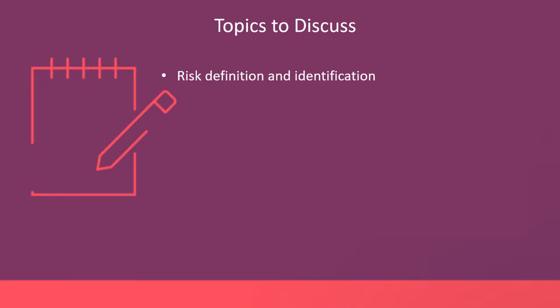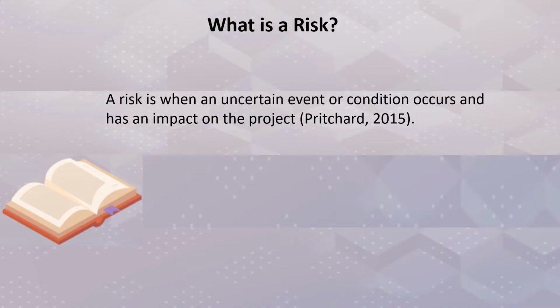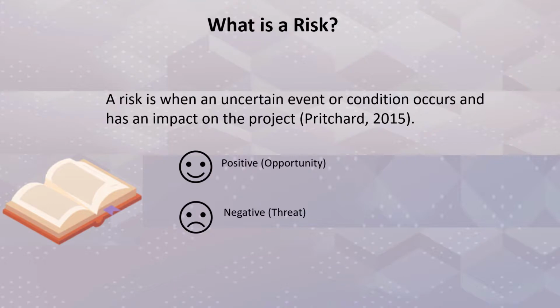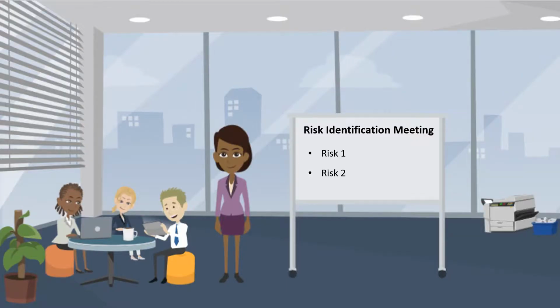Let's discuss risk definition and identification. So it's important to understand what is a risk. A risk is when an uncertain event or condition occurs and has an impact on the project. This impact can be positive, which is an opportunity, or negative, which is a threat. In determining risk, at the start of the project, a meeting is held with the project team and stakeholders and led by a facilitator, all as a part of identifying project risks. This is the start of gathering data to be entered in the risk breakdown structure.